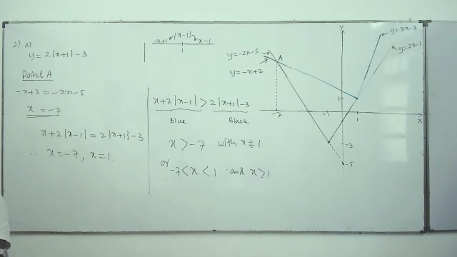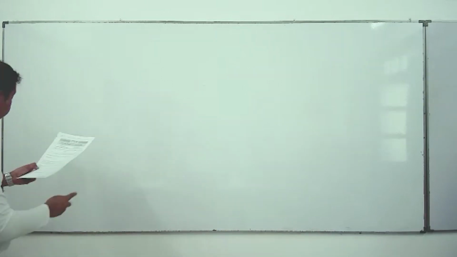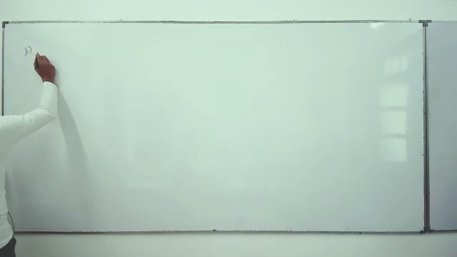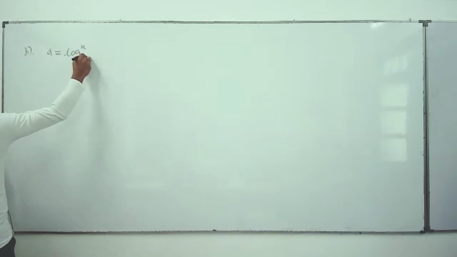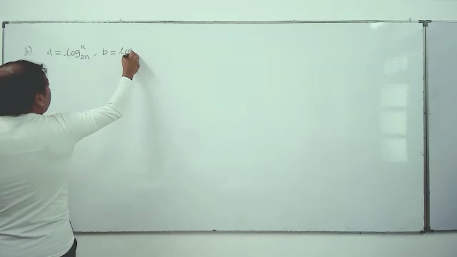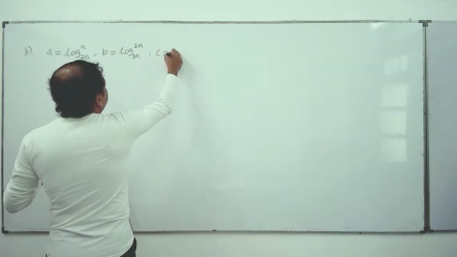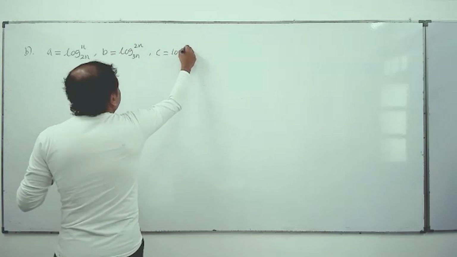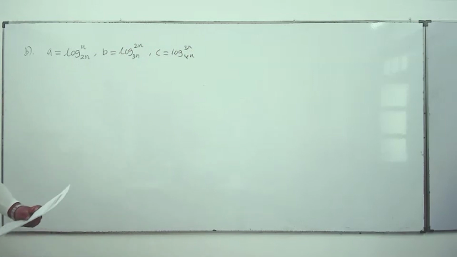Yeah, next one, the logarithm part. They are given a equals log n to the base 2n, b equals log 2n to the base 3n, c equals log 3n to the base 4n, so that 1 plus abc equals 2bc.